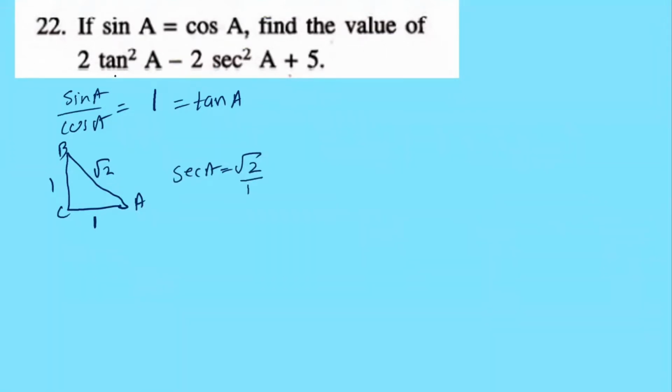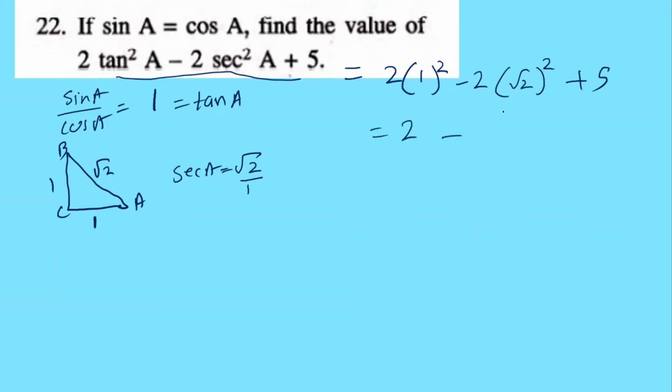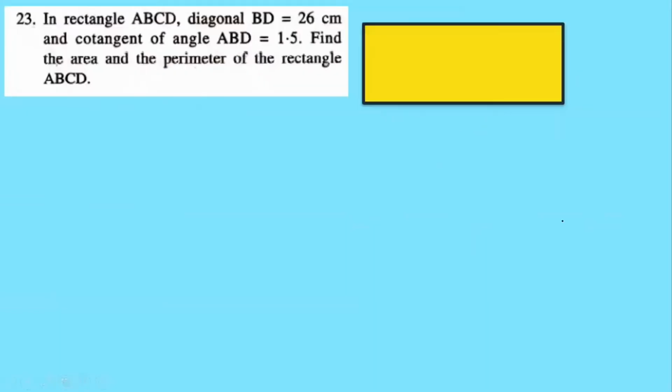Let us put the values in this equation which is to be simplified. So 2 tan square A minus 2 sec square A. Tan A is 1, so 1 square is 1. Sec square is root 2 squared, plus 5. 1 square is 1, so this becomes 2. Root 2 square is 2, 2 times 2 is 4. So 2 minus 4 is minus 2. Minus 2 plus 5 is 3. And we are done with question number 22.